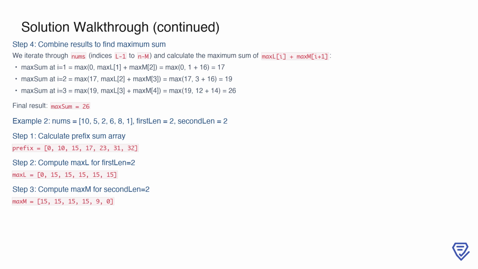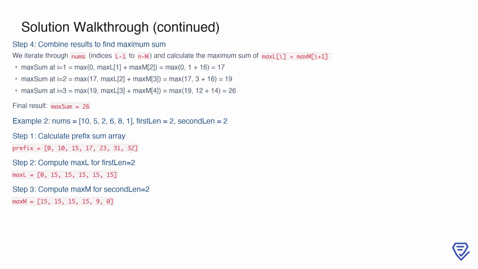At index 3, maxL[3] is 12 and maxM[4] is 14, producing 26. By continuously updating the maximum encountered so far, we find that the highest possible sum is 26. This completes the first example. Moving to the second example, nums equals 10, 5, 2, 6, 8, 1, with firstLen and secondLen both equal to 2, we repeat the same process.